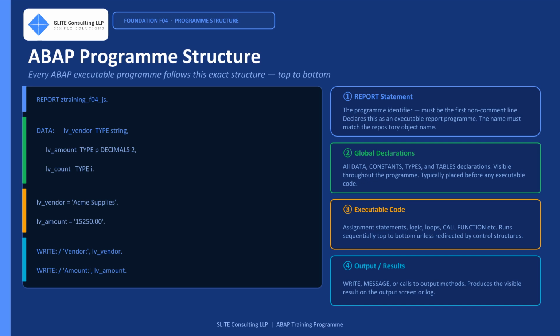Part 2. The global declaration section. This is where all data, constants, and type statements live. Variables declared here are visible throughout the entire program. As a convention, all declarations come before any executable code.